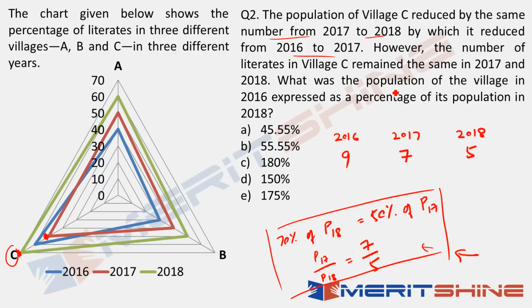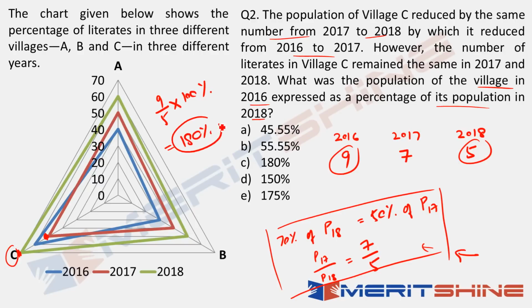Move forward. What was the population of the village in 16 expressed as a percentage of its population in 18? So 9 to be expressed as a percentage of 5. So what would be the answer? 9 upon 5 into 100%, which gives you 180%, which is option C. A very simple question. Again, I do not think it could have caused any kind of problem to anybody if you understand the use of ratios and all. But yes, you cannot go in that conventional bookish manner that we've been studying since school. So that's not really required and can be done quickly.